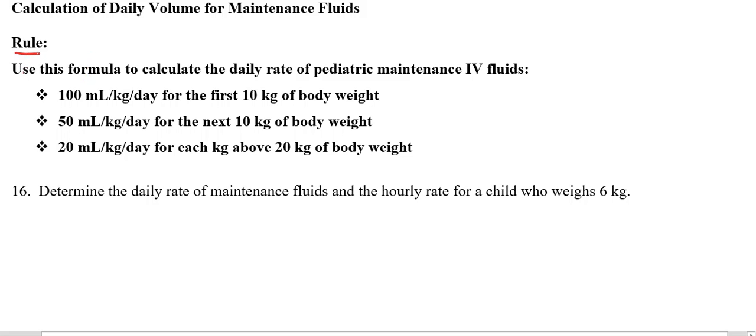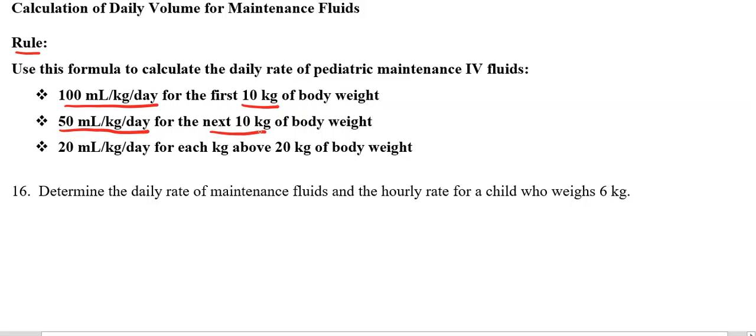And so here's our rule. It's 100 milliliters per kilogram per day for the first 10 kilograms of body weight. So if you've got a patient that weighs less than 10, this is all you're going to do. But if the patient weighs more than 10 kilograms, then for anything greater than that first 10, and not more than 20, you're going to give them 50 milliliters per kilogram per day. And that's for the next 10 kilograms.